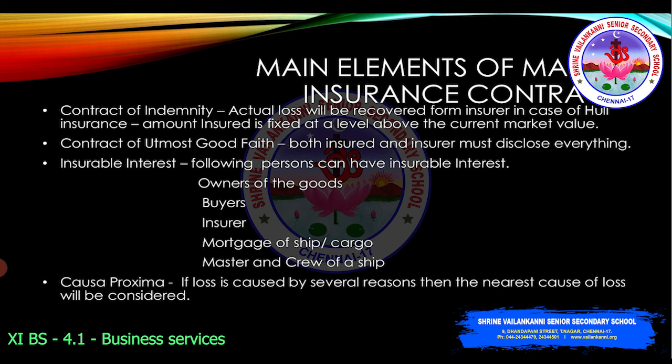Then contract of utmost good faith. Both insured and insurer must disclose everything. Insurable interest. The following persons can have insurable interest: owners of the goods, buyers, insurer, mortgagee of ship cargo, master and crew of a ship. Causa proxima. If loss is caused by several reasons, then the nearest cause of loss will be considered. That is, what is the actual cause of loss will be considered. Now, that is called the main elements. So these are the main elements of an insurance contract: contract of indemnity, causa proxima, utmost good faith, and insurable interest.